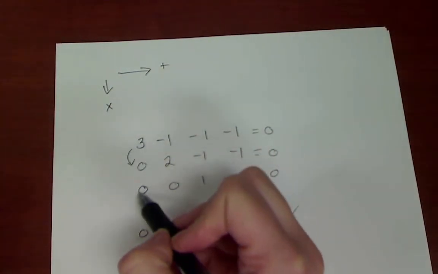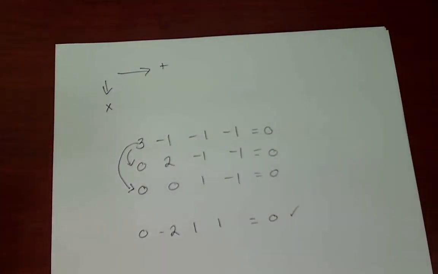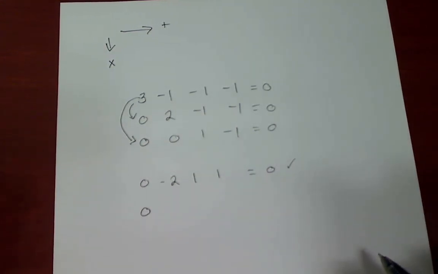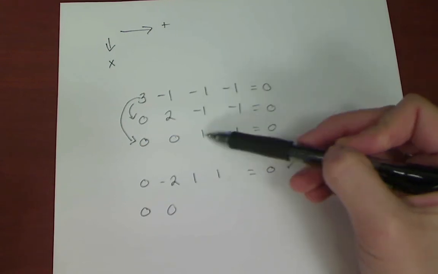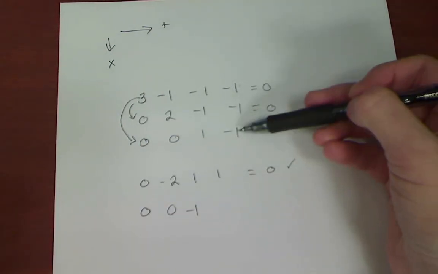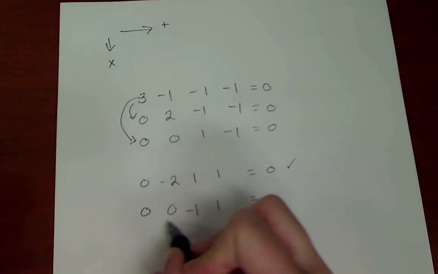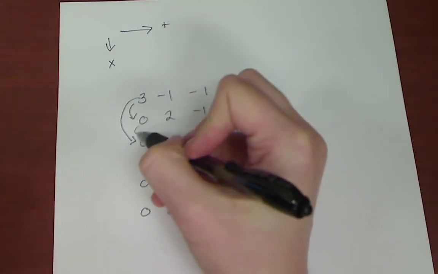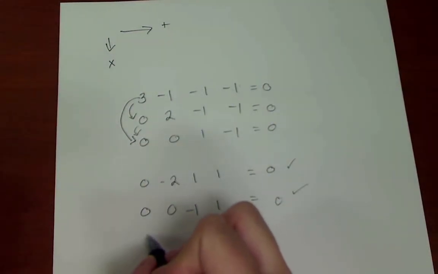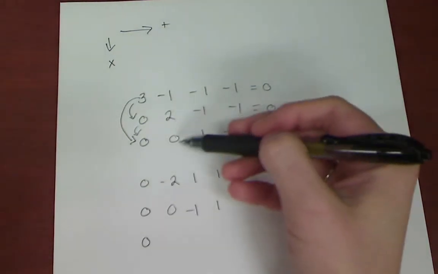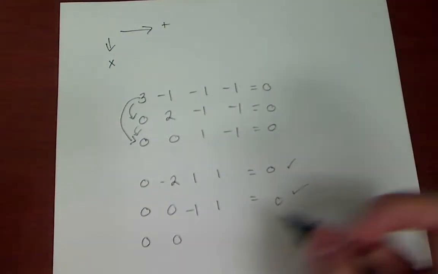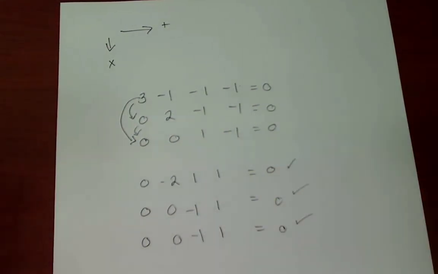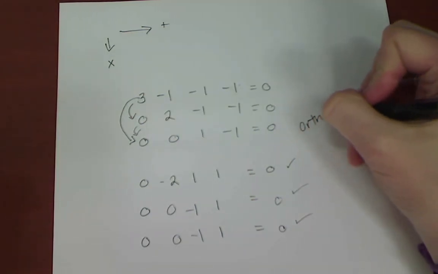Now let's compare this one with this last line. 3 times 0 is 0. -1 times 0 is 0. -1 times 1 is -1. And -1 times -1 is +1. Add those all up, and I get 0. Awesome. There's one last thing we need to do: compare the second line to the third line. We'll do that down here. 0 times 0 is 0. 2 times 0 is 0. -1 times 1 is -1. And -1 times -1 is 1. Add those up, and we get 0. Awesome. They are orthogonal.